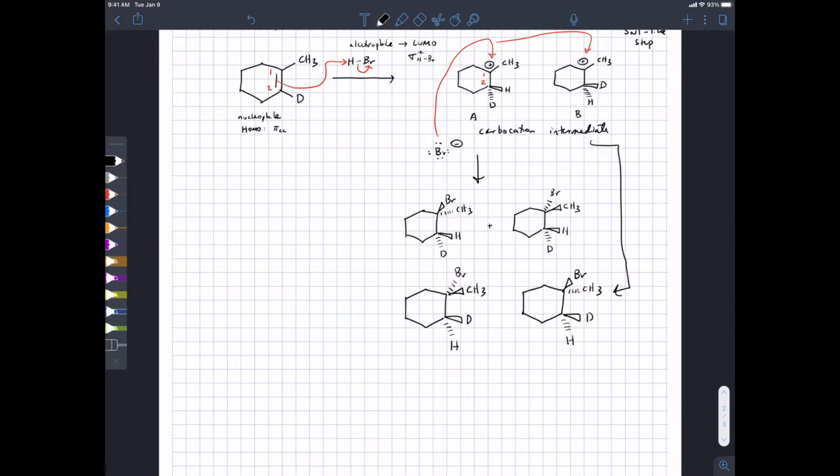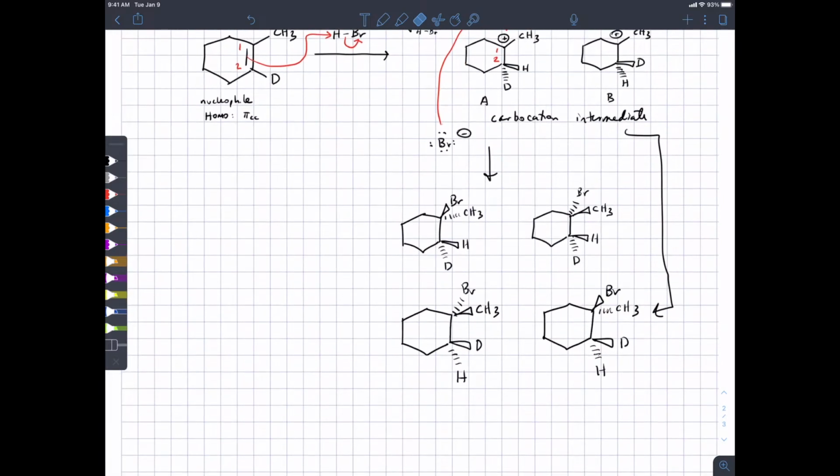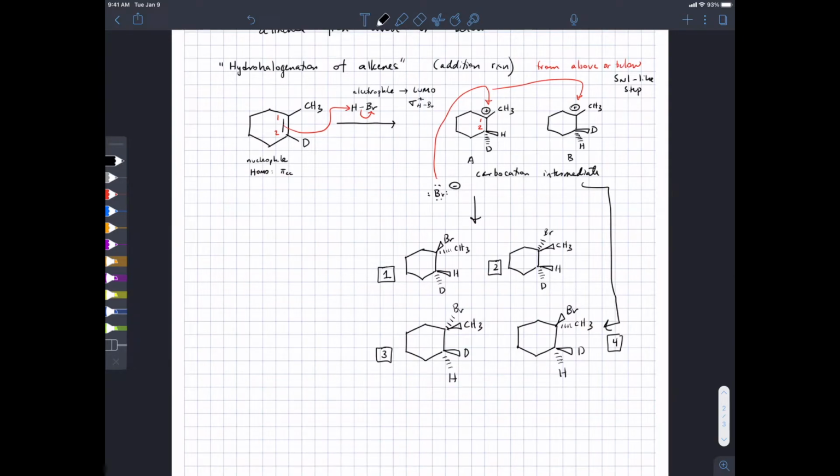Okay, so stereochemistry time. I've got 4 possible products. Let's explore the relationship between each of these products. And I don't know what to call them, so maybe we'll just give them numbers. 1, 2, 3, and 4. All right, what's the relationship between 1 and 3? Are they enantiomers? Yes, they are.